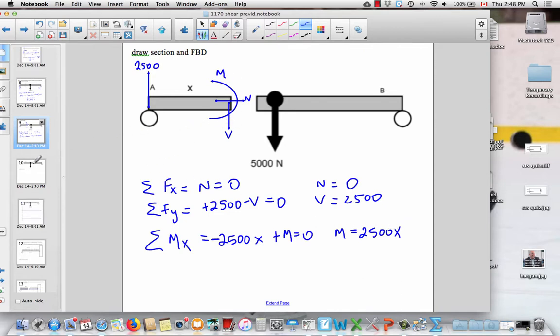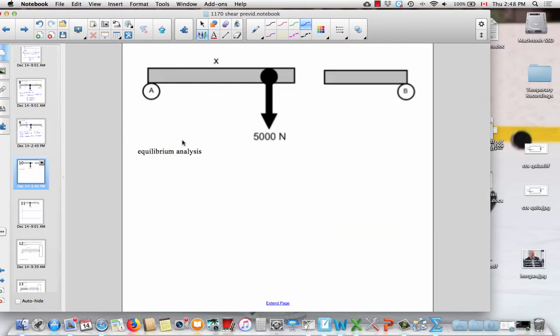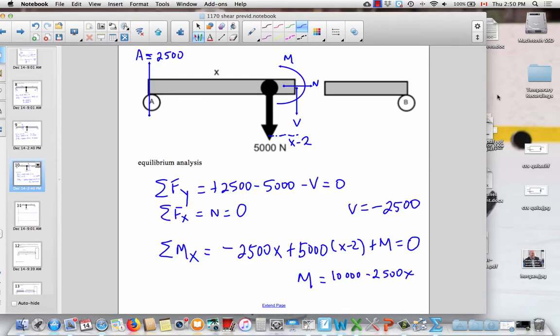The next thing to do, once again, pause the video, make a section on this side, and then again solve for the internal forces. Okay, so hopefully this is what you found here. So now y forces, because we now have this point load of 5,000 newtons downwards, so the shear force flips direction. So we find that this segment's actually being pushed up by the other segment. The shear force is negative.